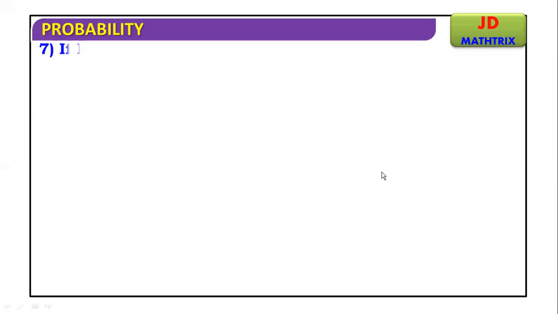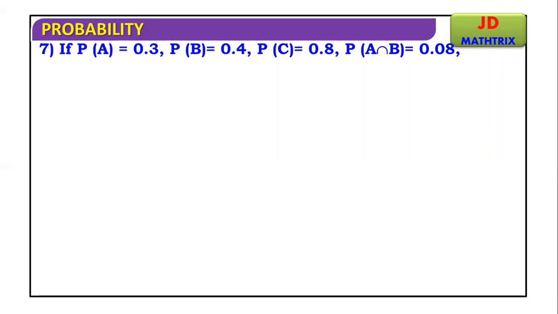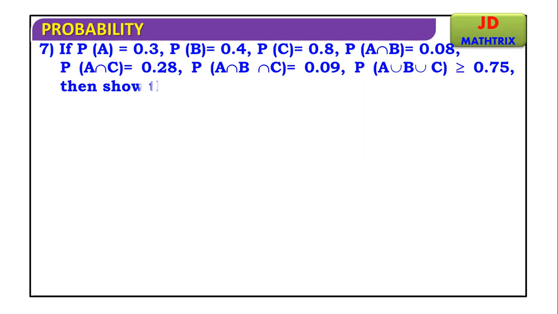Now coming to next problem, that is problem number 7. If P of A is equal to 0.3, P of B is equal to 0.4, P of C is equal to 0.8, P of A intersection B is equal to 0.08, P of A intersection C is equal to 0.28, P of A intersection B intersection C is equal to 0.09, and P of A union B union C is greater than or equal to 0.75. Then show that P of B intersection C lies in closed interval 0.23, 0.48.